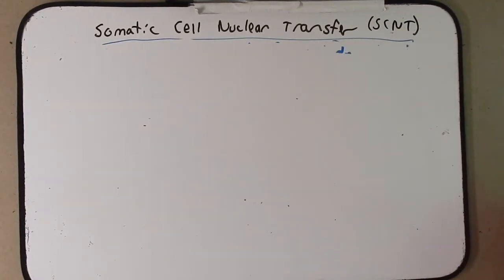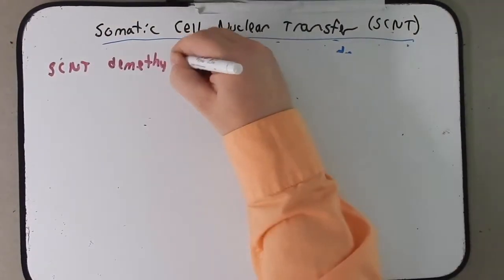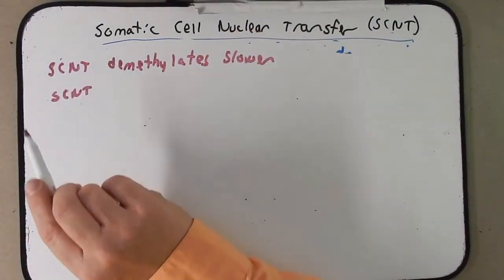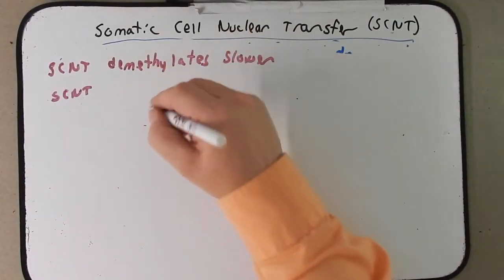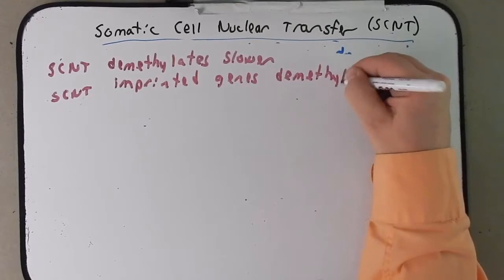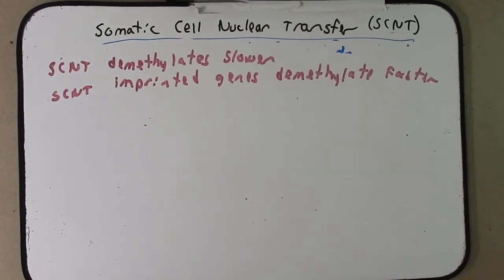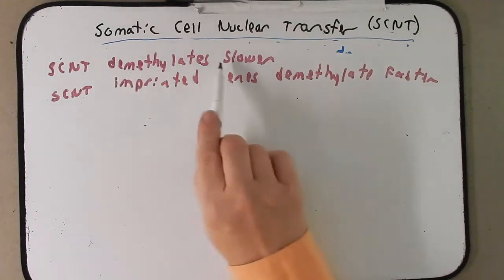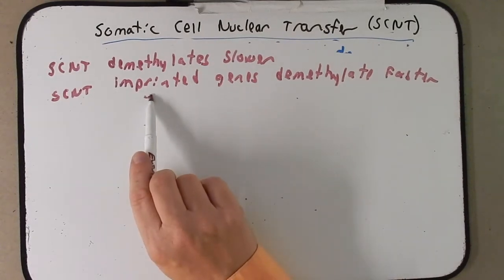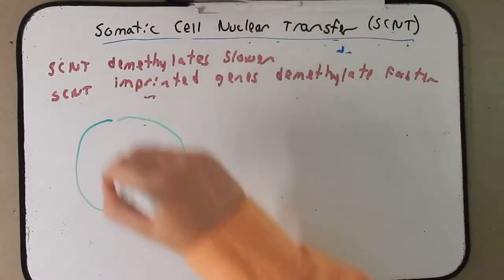Okay, a couple things I want to talk about are these two questions. SCNT demethylates slower. And the next question is, why is it that imprinted genes demethylate faster? Because you get that misexpression of these imprinted genes. So these two, in my opinion, are kind of counterintuitive to each other. Doesn't make sense that most of the genome demethylates slower, but not the imprinted genes. They demethylate faster. Well, let's consider what happens under a normal fertilization.